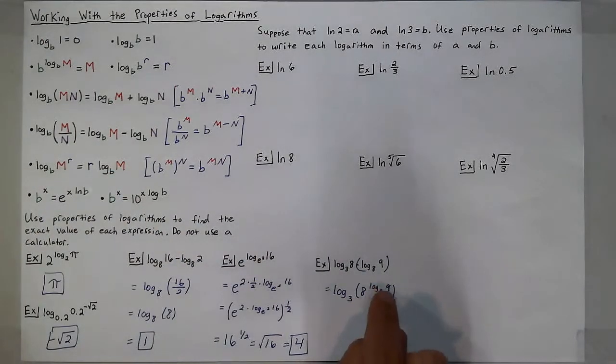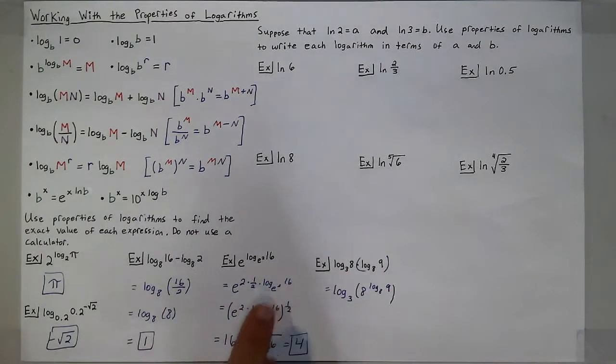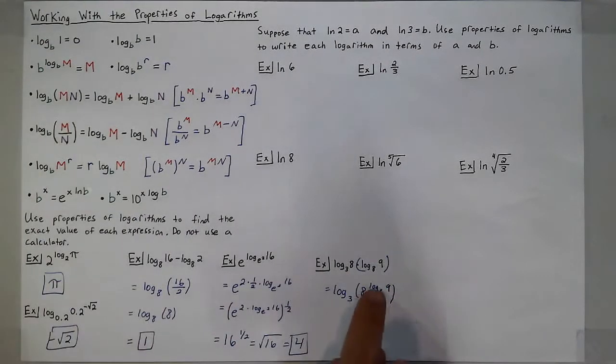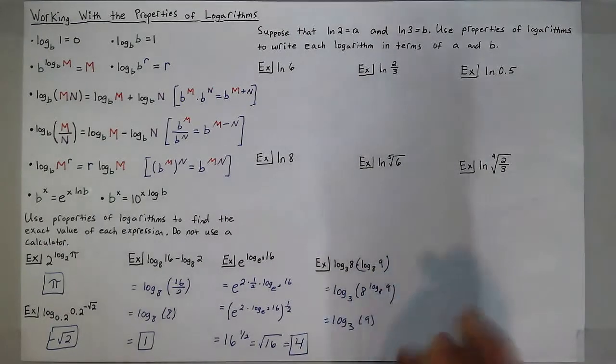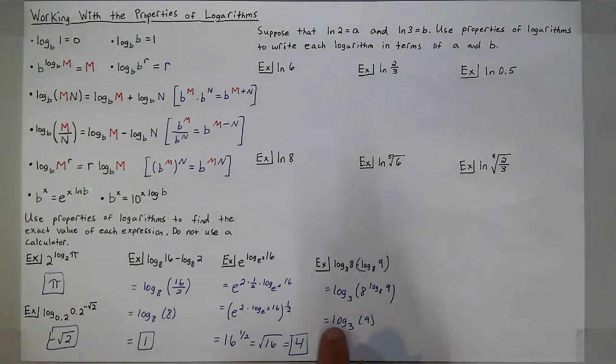Now 8 to the log base 8 of 9, we just saw that used before, like multiple times. Those will cancel, leaving me with just 9. Log base 3 of 9, to get log base 3 of 9, I have to ask myself, what power do I raise 3 to get 9? Well, that's the second power. So log base 3 of 9 is 2.